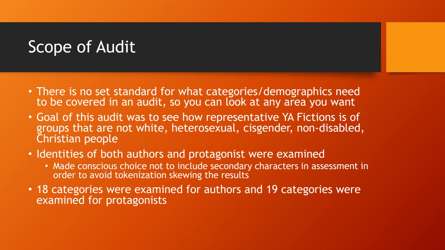So the scope of the audit. There is no set standard for what categories or demographics you have to cover in an audit. You can look at any area you want. If you want to just look at racial or ethnic demographics or LGBTQ stats, it's up to you. For our audit, we wanted to be as comprehensive as possible. Our goal was to see how representative our YA fiction was of groups that were not white or heterosexual, cisgendered, non-disabled Christian people.